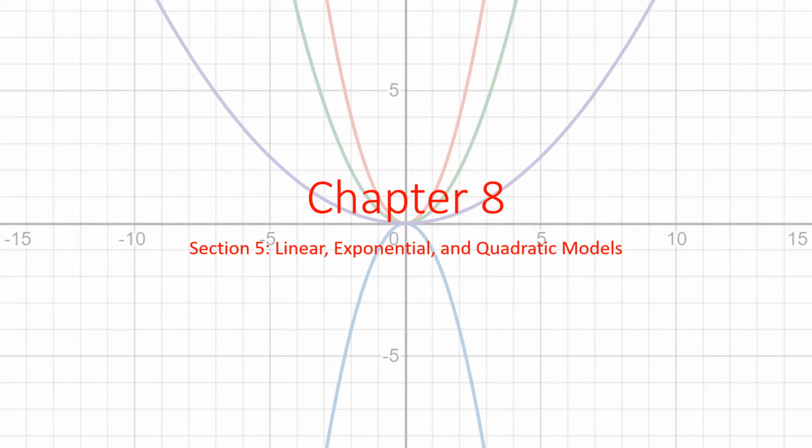In this section, we are going to be looking at linear, exponential, and quadratic models. In the last section, we looked at quadratic models. Previously in the year, we looked at linear and exponential models. So now we're going to be comparing them, seeing how we can tell which one will best model a situation, and things like that.